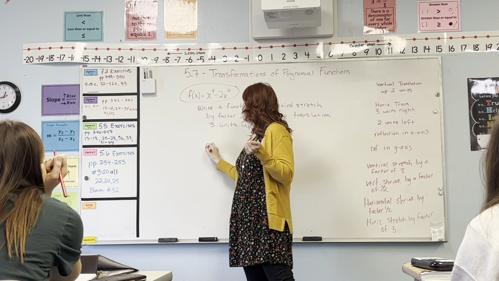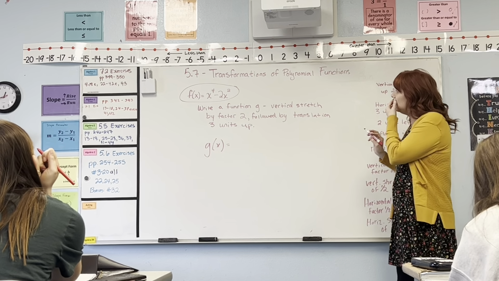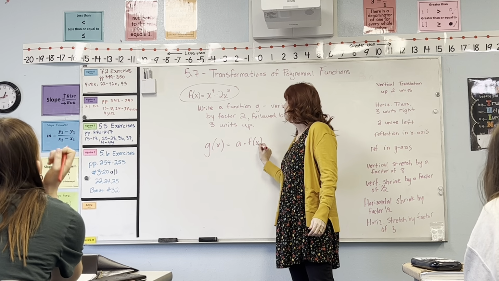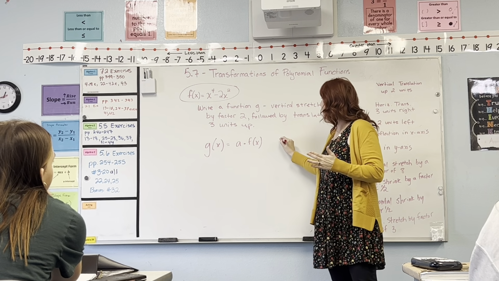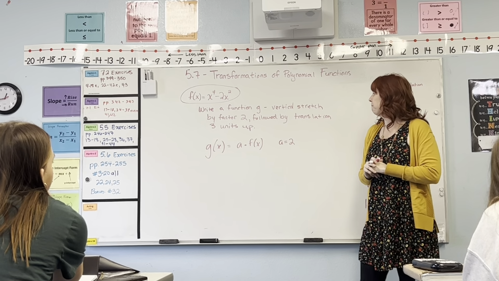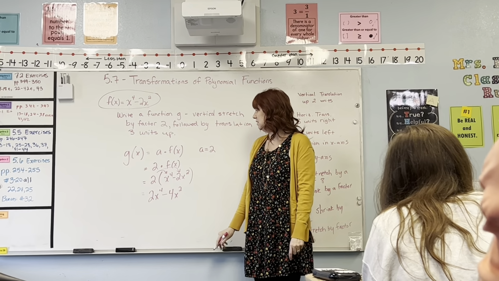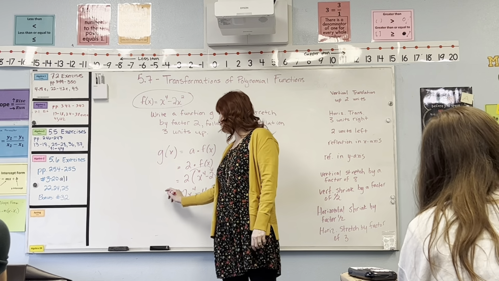So this is our starting function. Our new one is going to be g of x equals. I'm just going to write out, so a vertical stretch is a times f of x, right? It told us that a is 2, right? Factor of 2. So this would be 2 times our whole f of x, and I'm going to put this in parentheses.